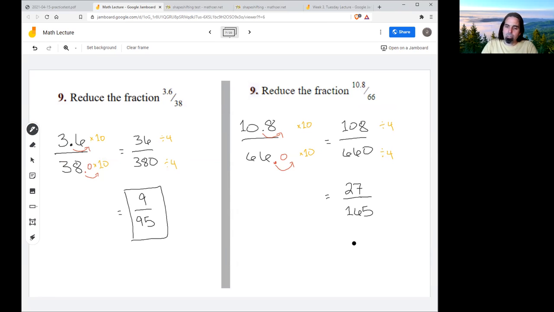Then 27, that's going to be 9 times 3. Does 165 have 3 as a factor? I'll add them all up. 6 and 1 and 5 makes 12. Yes, 3 goes into 12. So 3 is going to be part of both of these. 27 divided by 3 is 9. 165 divided by 3 is 55. And that's as far as that one reduces.